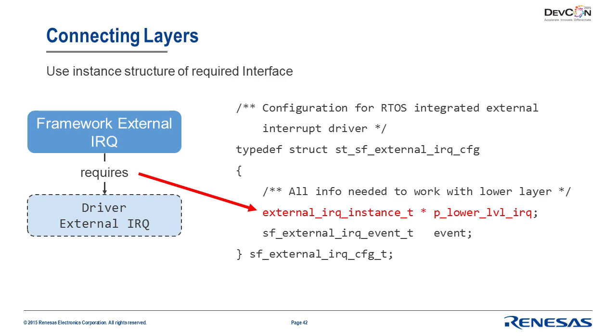Let's look at connecting layers. Just like we were talking about earlier, when you're using an interface, modules do the same thing when they have requirements. They have an instance structure pointer. So let's look at an example here. This is the framework external IRQ. And it requires a driver level external IRQ. This is for a pin interrupt. So how does it actually go through using that lower level driver module? Well, if you look at its configuration structure, there's a pointer in there to the lower level instance structure. So just like you were using in that previous slide, modules that require other ones use that structure as well.